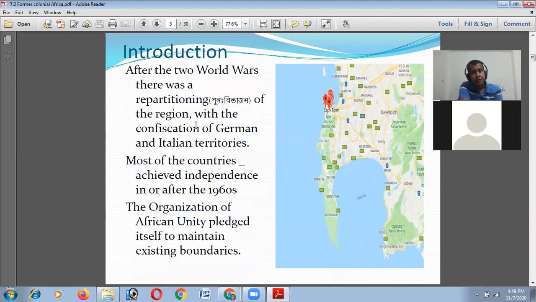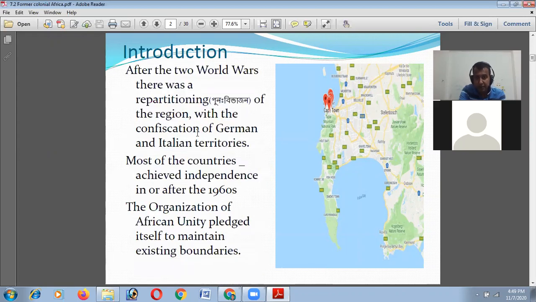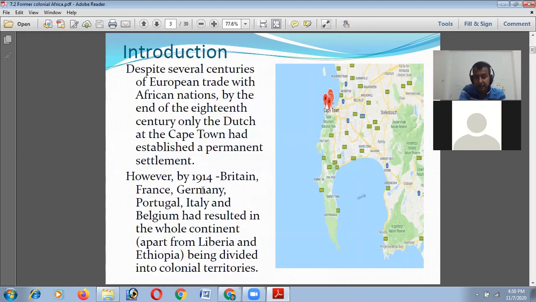In some countries, France and Germany got the power. After the two world wars, there was a repartitioning of the region with the confiscation of the German and Italian territories. So we see that in the first and second wars, Germany and Italy were defeated. The nations which were occupied by Germany and Italy were divided among other countries like Britain, France, and Portugal.